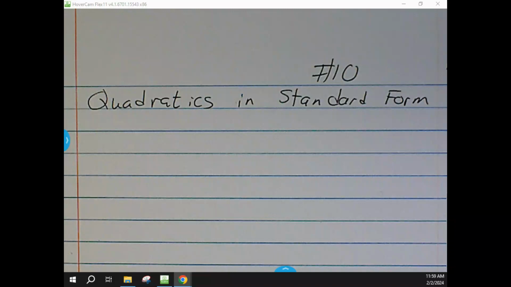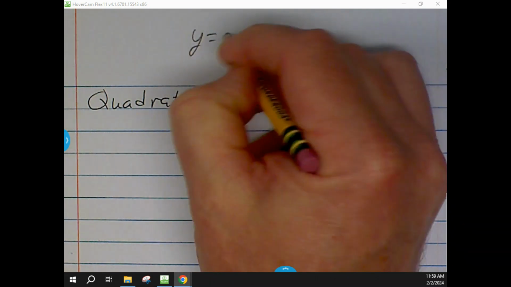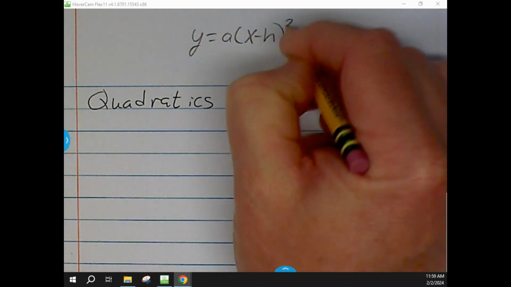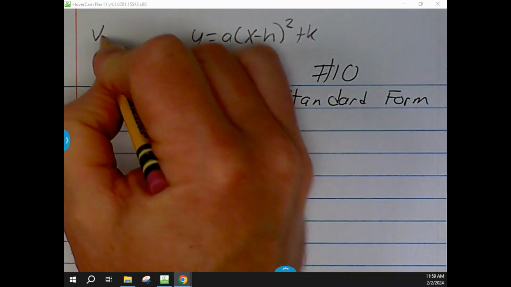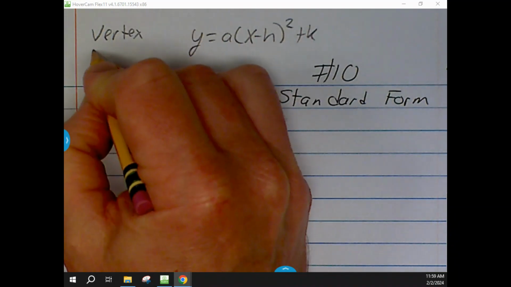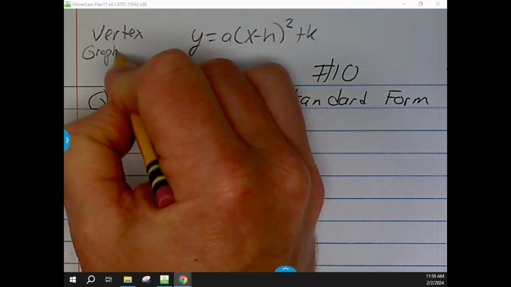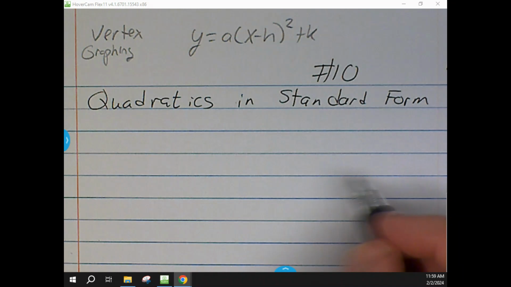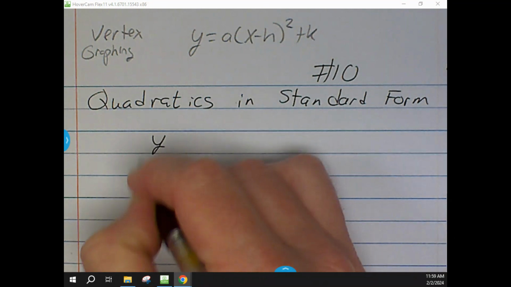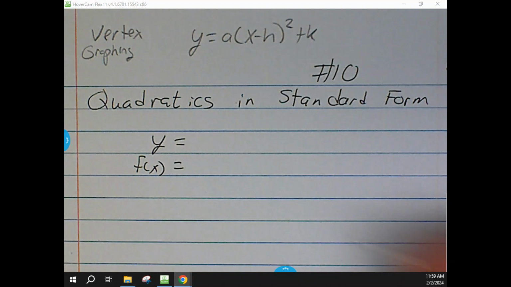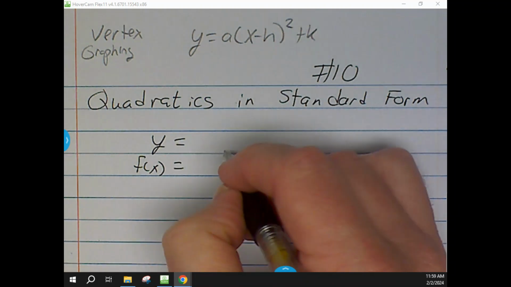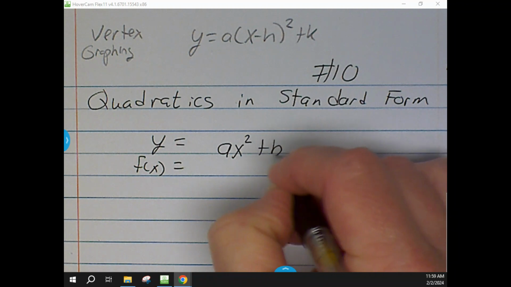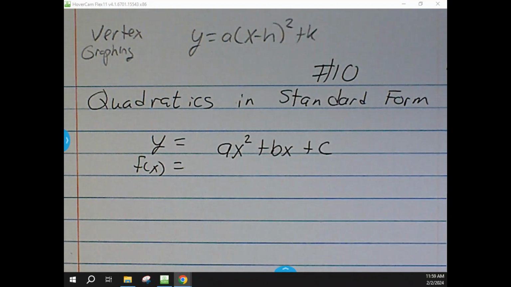Okay, so when we're talking about standard form, because what we were looking at last time, I'm going to put this up here. You don't have to have it. All right, this was vertex, or sometimes they call that graphing form. So what we're going to look at now is if it's in standard form. When we're talking about something that's in standard form, again, they could put y equals, they could put f of x equals. That part doesn't really matter. It's basically going to be this.